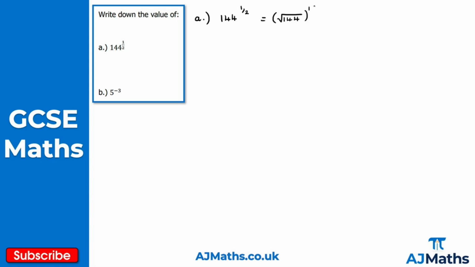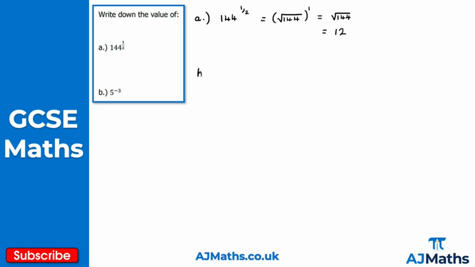We've got the square root of 144 here, and we raise that all to the power of 1. Remember, if you raise it to the power of 1, it'll just give you the same result. In other words, we're simply looking for the square root of 144, and the square root of 144 is simply 12. And there we have it. So that's the solution to A.